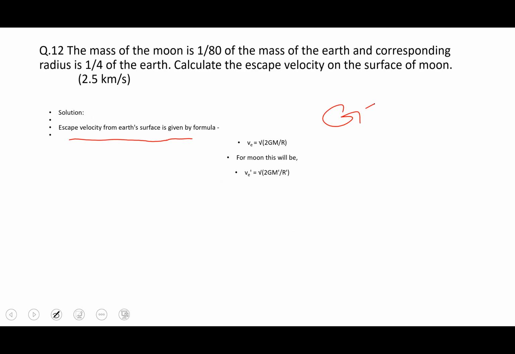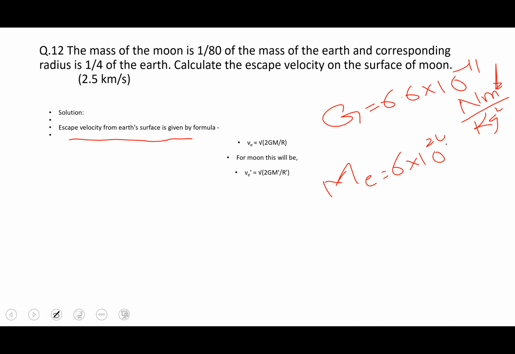The value of G we all know is 6.6 into 10 to the power minus 11 Newton meter square divided by kilogram square. The mass of the earth, which is given to us, is 6 into 10 to the power 24 kilograms. And the radius of the earth is basically 6.4 into 10 to the power 6 meters.